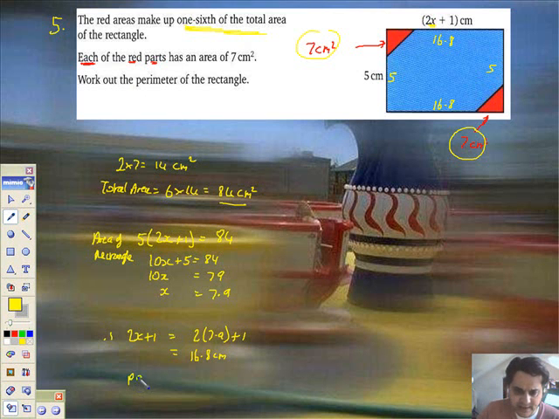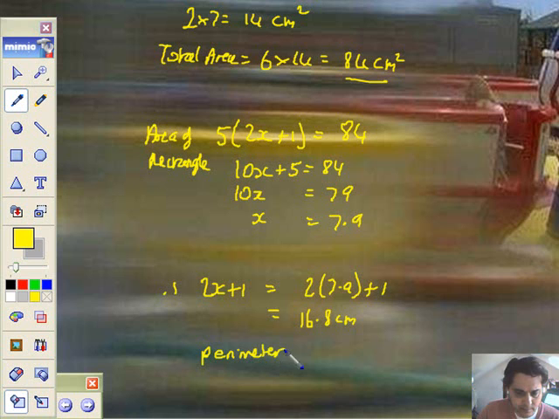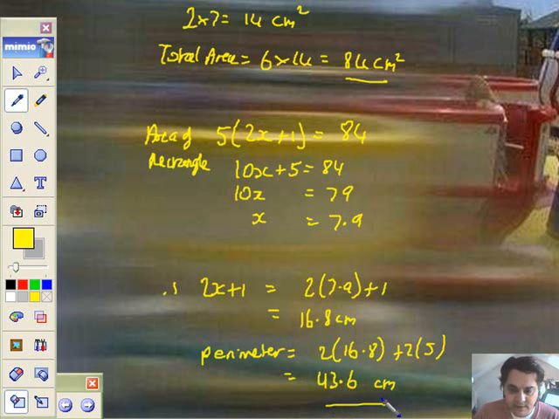I'll try and fit it down here so it stays all together. I've got 2 lots of 16.8, and I've got 2 lots of 5. Picking up my calculator, 16.8 times 2 equals, and then add on 10, because 2 fives are 10, gives me a perimeter of 43.6 centimetres. Let me just check in my answer book for question 5, make sure I got that right. 43.6 centimetres, I'm happy.